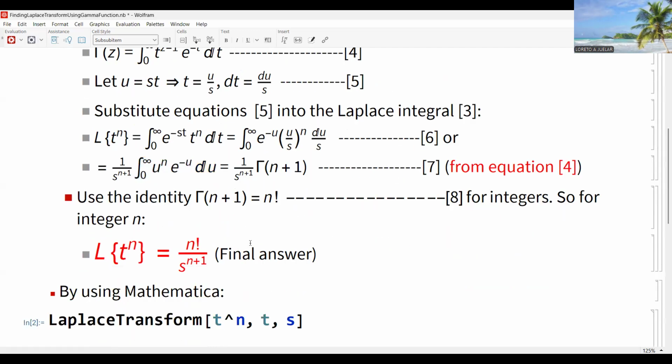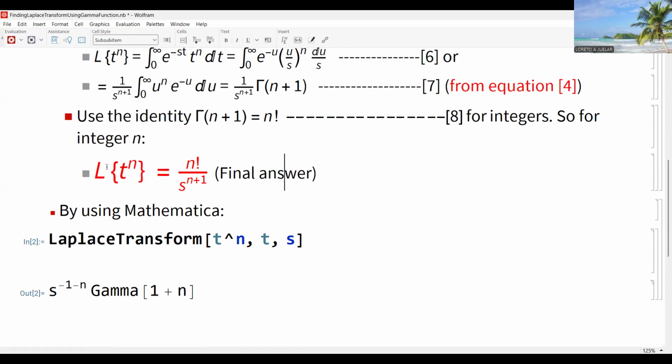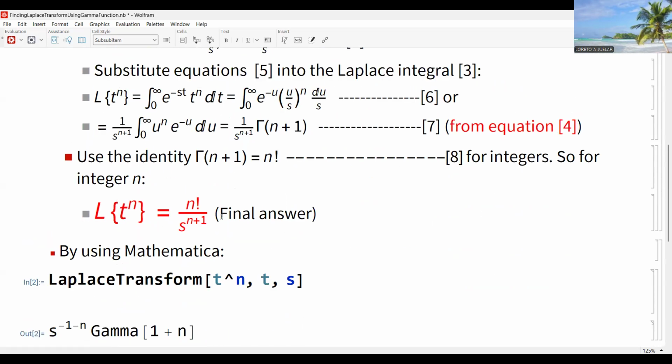Okay, so use the identity: the gamma function of n plus 1 is equal to n factorial for integers. So for the integer n, we finally have our final answer: the Laplace transform of t to the n is equal to n factorial over s raised to the n plus 1.